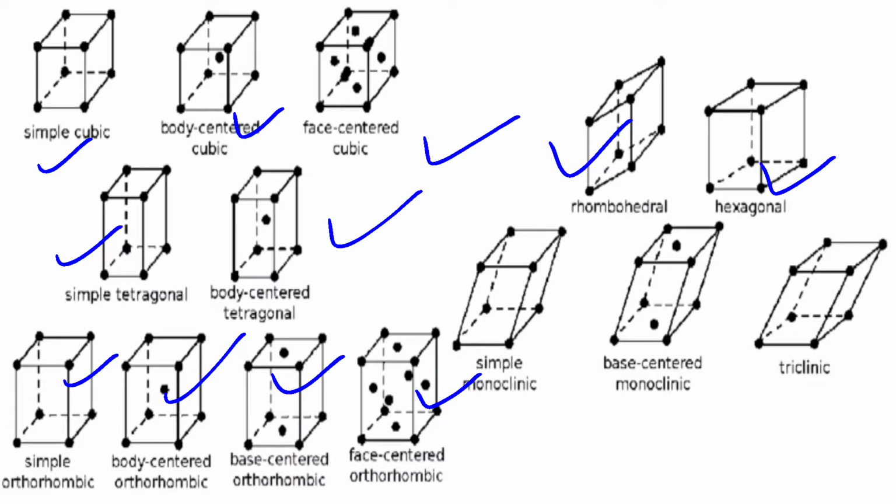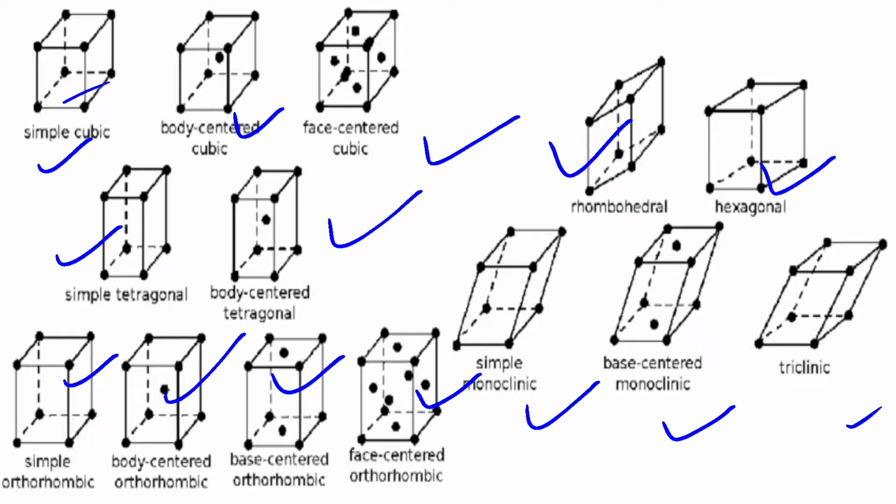Then in case of a monoclinic system, you can see that we have a simple, that is primitive, and we have a base-centered monoclinic, and triclinic again we have only primitive. So let's count all the systems together there. So we have unit cells 1, we have 2, 3, 4, 5, 6, 7, 8, 9, 10, 11, 12, 13 and 14.